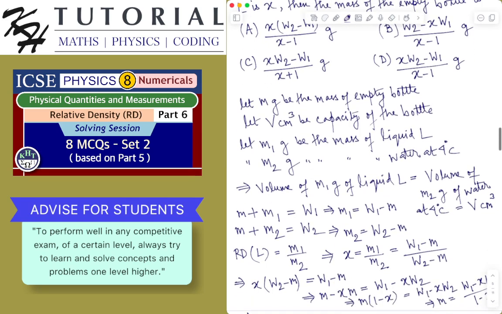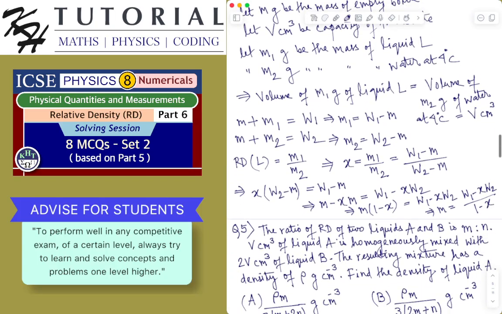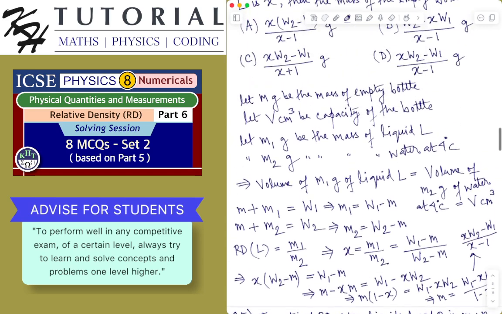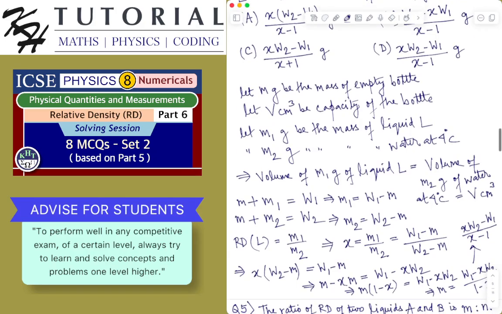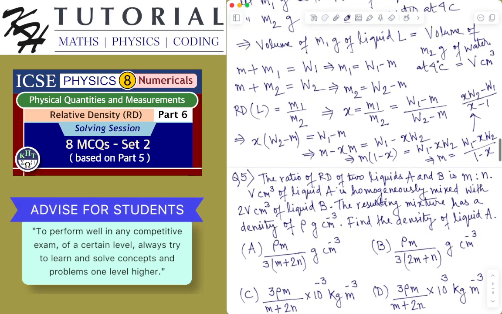In the choices it is given as x minus 1, so I can rearrange and simplify the answer to be xW2 minus W1 divided by x minus 1. So xW2 minus W1 divided by x minus 1 should be the mass of the empty bottle. So the correct answer should be choice D. D is the correct choice. Okay, let's do the next problem.